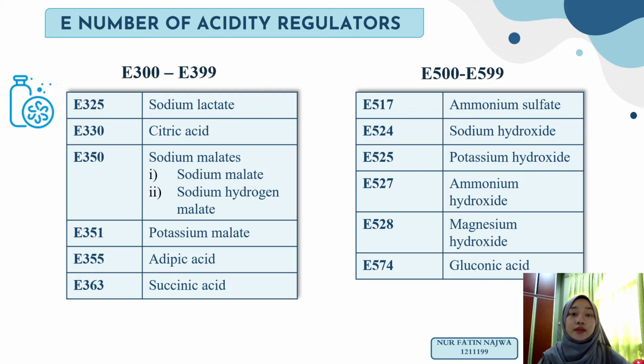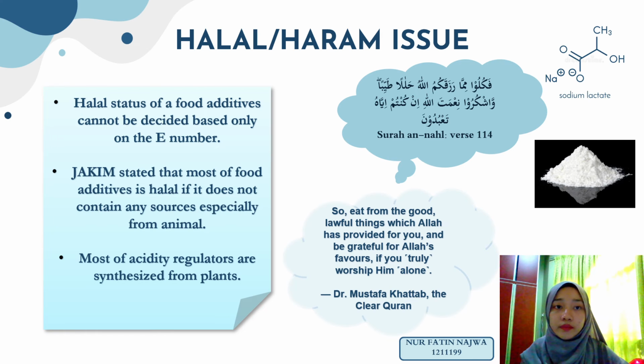For acidity regulators, the E number is from among E300 until E399 and E500 until E599. These are some of the list of examples of acidity regulators.